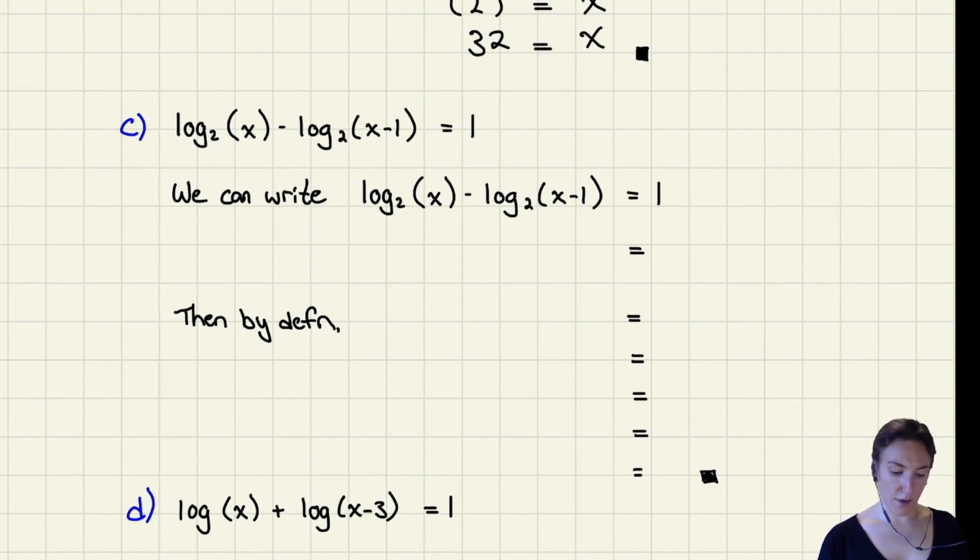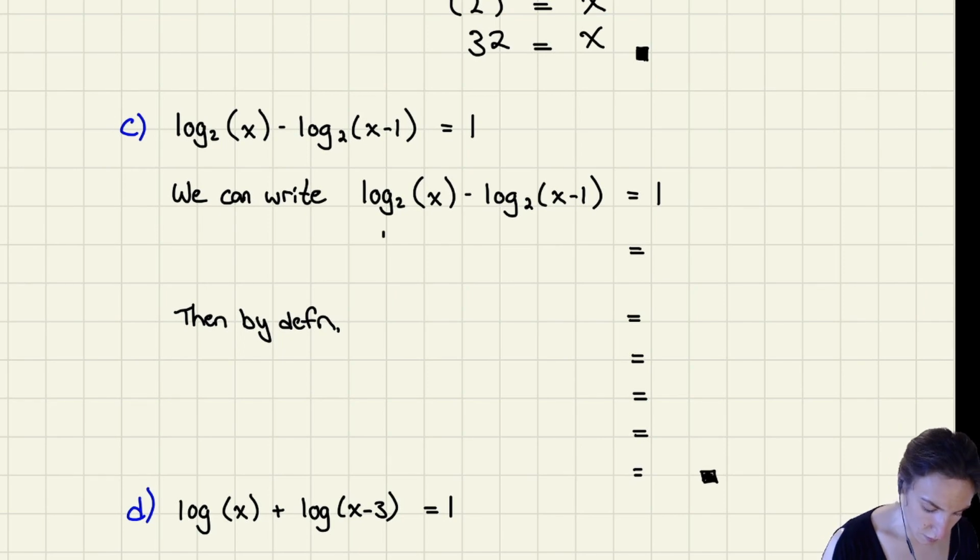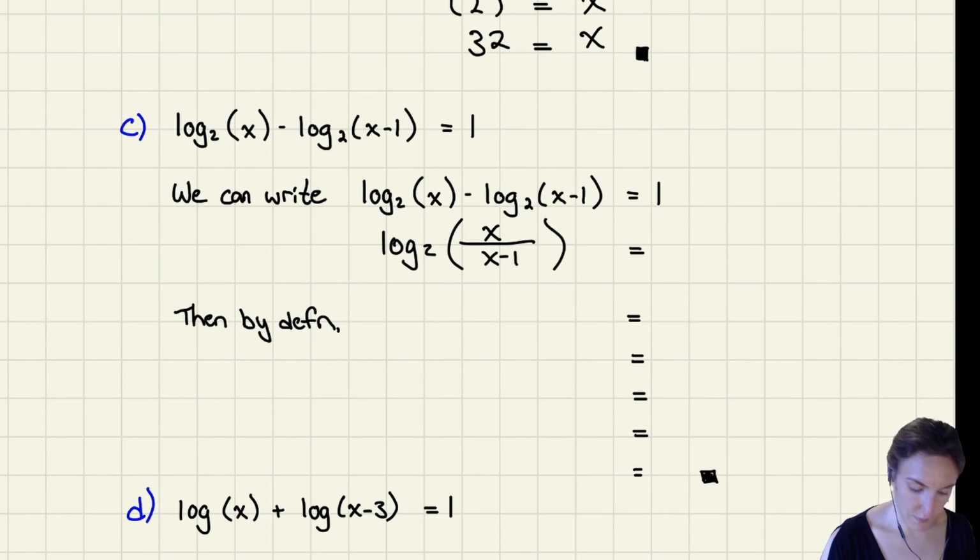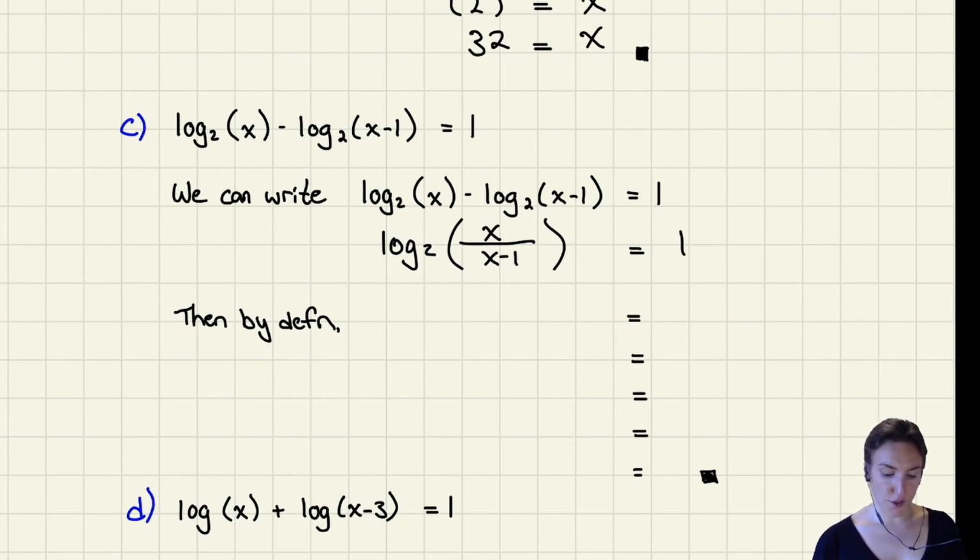This one we have logs, but they still have the same base. Okay, so we can use our properties. We're going to have log base 2 of x divided by x minus 1, and this whole thing is equal to 1. Okay, so now we're in a position where I can switch it to exponential form using the definition.